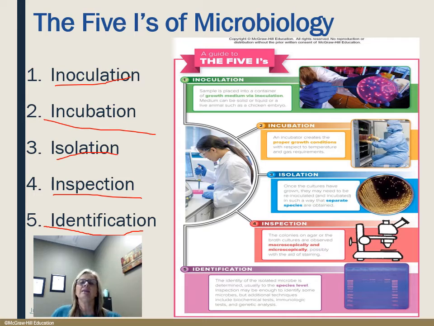The identity of the isolated microbe is going to be determined, hopefully, usually at least to the species level, but definitely to the genus. Inspection can be enough to identify some microbes, but most will need additional techniques and include other things like different biochemical tests, immunologic tests, and genetic analysis, all right? So we have to know what we are dealing with in order to treat it appropriately.